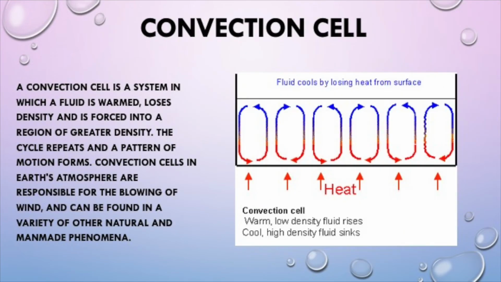A convection cell is a system in which a fluid is warmed, loses density, and is forced into a region of greater density. The cycle repeats and a pattern of motion forms. Convection cells in Earth's atmosphere are responsible for the blowing of wind and can be found in a variety of other natural and man-made phenomena. You will see convection cells in several units this year.